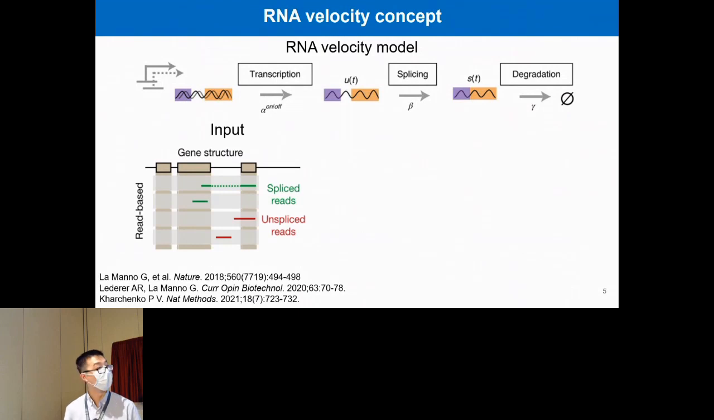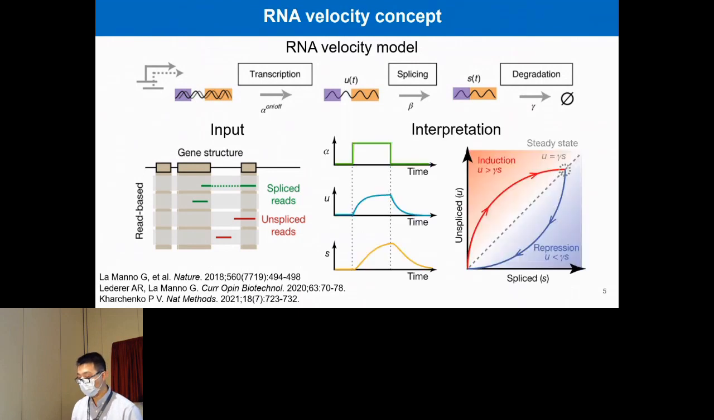Now let's look at the input of the RNA velocity model. We can decompose the RNA raw count into the spliced raw count and unspliced raw count. Given such input and the model, we can try to infer the transcriptional rate along the time. Based on the inference of the kinetic parameters, we can predict the gene expression of spliced and unspliced RNA along the time. We can also visualize the spliced and unspliced in a two-dimensional space, and we visualize it in a curve. The curve is called the phase portrait curve. The RNA velocity can be further interpreted as the distance between the prediction and your observation.